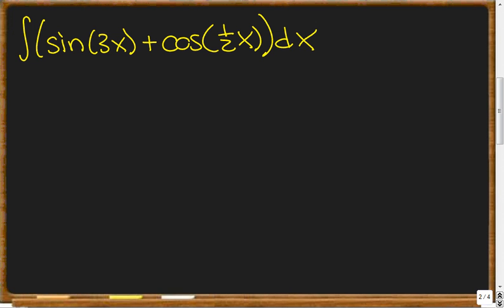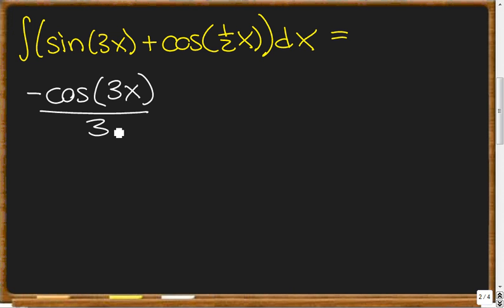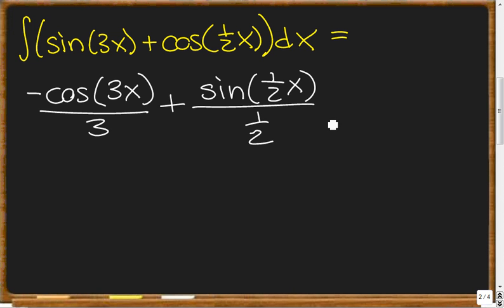So this equals the integral of sine, we learned, was negative cosine. And you've got to keep the insides the same. We then are going to divide by the derivative of the inside of that function, which is 3. And we know that the integral of cosine of x is positive sine of x. So we're going to have sine of 1/2 x. And we have to divide by 1/2.